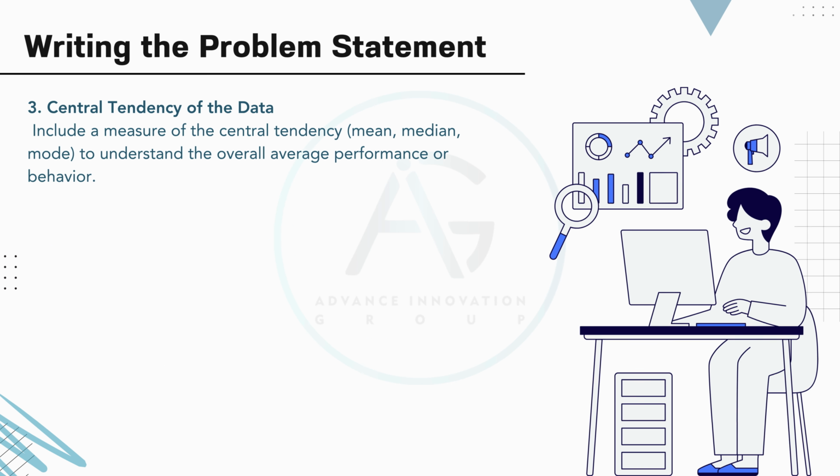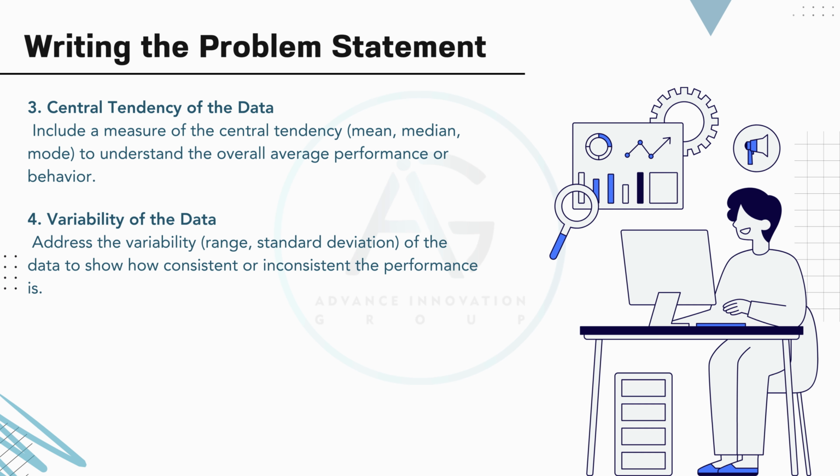3. Central tendency of the data. This means looking at the average or typical value to understand overall performance. For example, the mean time to fill open positions at XYZ Holdings might be 55 days, which helps us grasp the general hiring timeline. Sometimes the median or mode may be used if the data is skewed or has outliers.